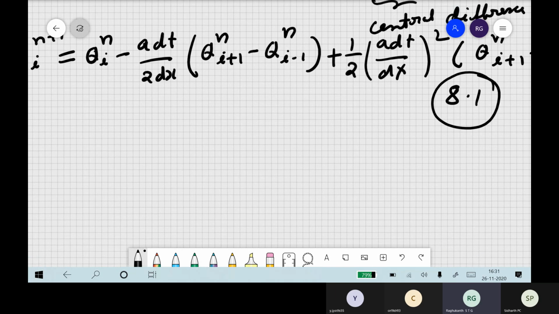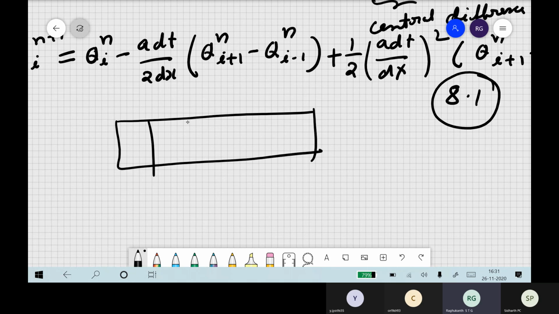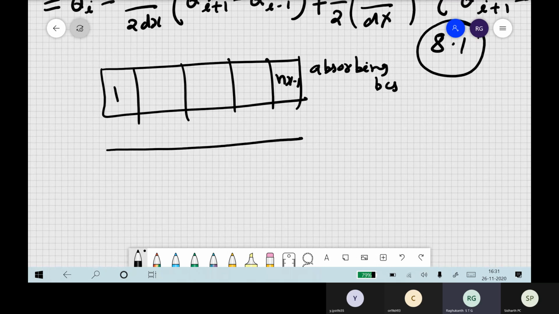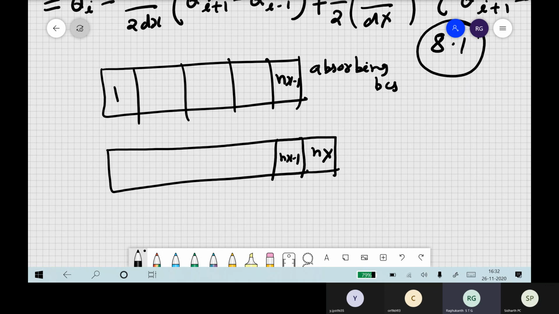And here in finite volumes, some advantages are there. Absorbing boundary conditions, all those things are very, very easy to solve actually. So how will you incorporate the absorbing boundary condition? For example, if I have all these volumes, and this is my nx minus 1, up to 1. Now here, if it is absorbing boundary conditions, what will you do? Like in a PML layer, we add one more volume. So this is nx minus 1. Here we add one more volume, which is a fictitious one, nx.